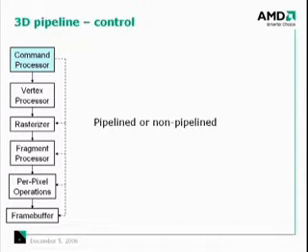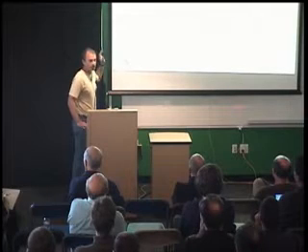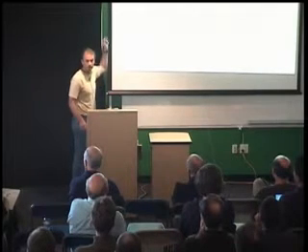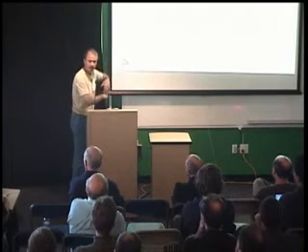So I'm going to run through this pipeline. I'm going to try and go pretty quick, just to talk about what the different pieces are. So the first thing is the command processor at the top, and one of its responsibilities is to control the rest of the pipeline. So the only question here is whether that control takes effect immediately when you send the command, or whether it gets pipelined, meaning it goes in behind anything else that's already in the pipe.